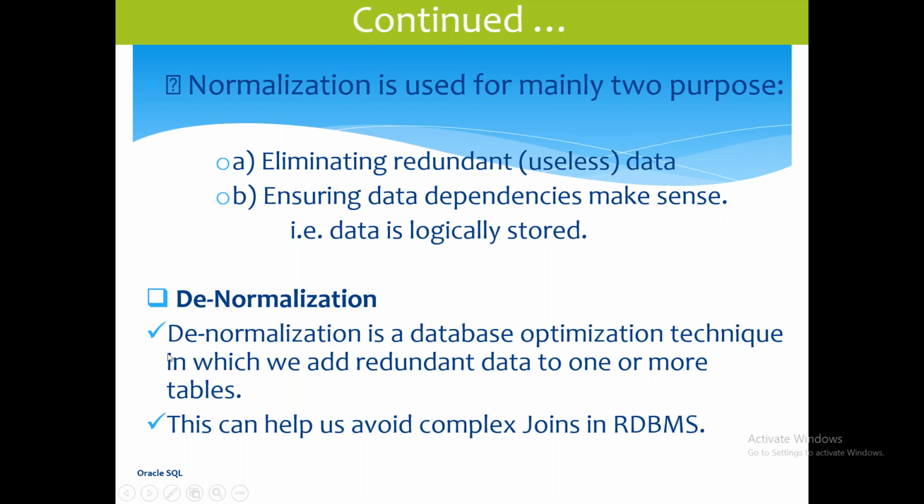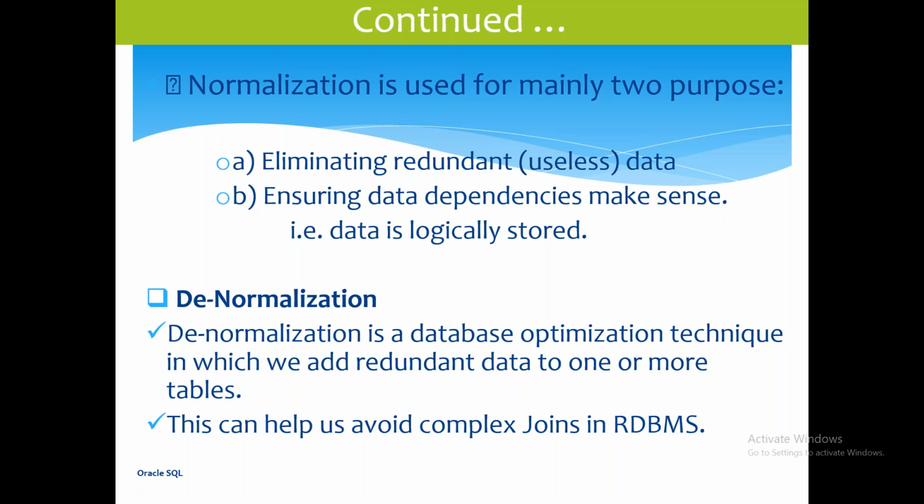Next is denormalization. Denormalization is a database optimization technique in which we add redundant data. In normalization, we remove, eliminate, or reduce the redundancy. In denormalization, we add redundancy, the opposite. We add redundant data to one or more tables, because a lot of information is kept in one place, so it comes as combo data and it will automatically form redundancy. Out of all those, many will be irrelevant.